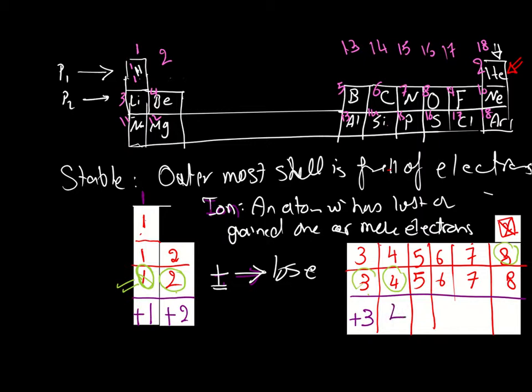It's not a gain or loss here, it's sharing. An element of group 5, in order to be 8, will gain 1, 2, 3. So it will gain 3 or share 3. Here, minus 2, minus 1, and 0, because it doesn't share or gain or lose any electrons. So the element that gains electrons will make a negative ion.